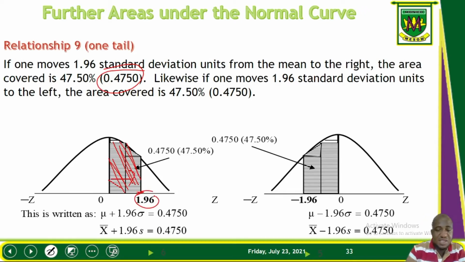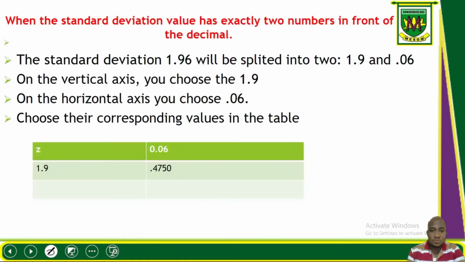When we move 1.96 standard deviation units, let's consider the other side. Likewise, if one moves 1.96 standard deviation units to the left, the area covered will also be 0.4750, and that is moving towards the left direction. So the spaces covered here will give us the same value. Remember, I've already explained this, and I said anytime it's one-tailed, we should go to the table. So now let's go to the table.